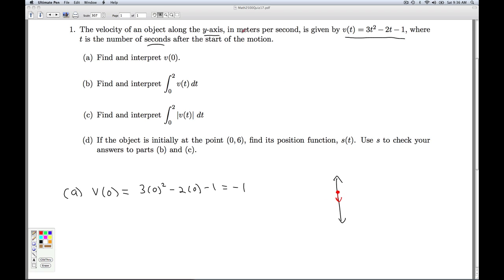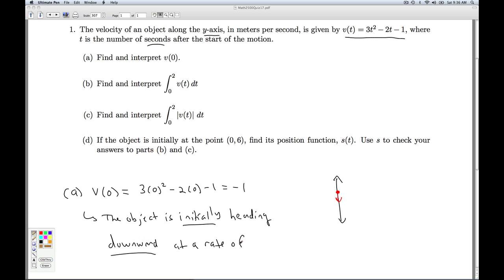So the negative tells me I'm moving downward. Now in this particular case, we're told meters per second. So this means that the object is initially, because we're at time equals 0, heading downward at a rate of 1 meter per second. So that'll do it for part A.